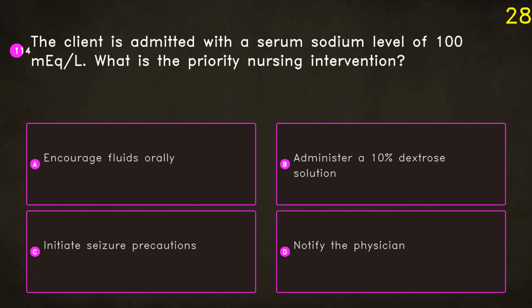Question 114. The client is admitted with a serum sodium level of 100 mEq/L. What is the priority nursing intervention? A. Encourage fluids orally, B. Administer a 10% dextrose solution, C. Initiate seizure precautions, D. Notify the physician.